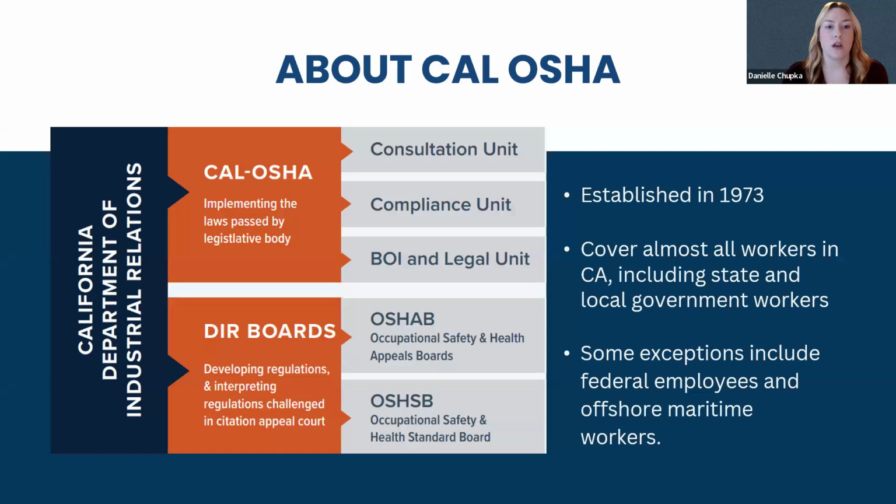The California Department of Industrial Relations is the umbrella, and under that umbrella you have the two main branches, which are Cal OSHA and the DIR boards. Cal OSHA has the consultation unit, the compliance unit, and the Bureau of Investigation and Legal unit.